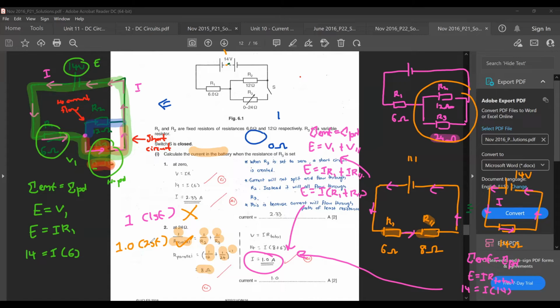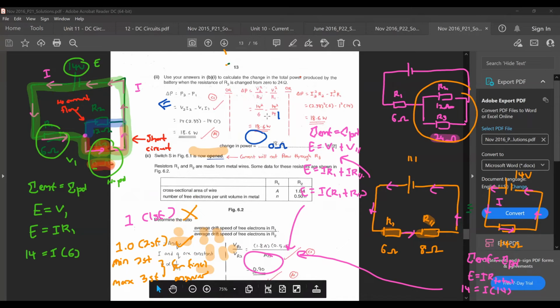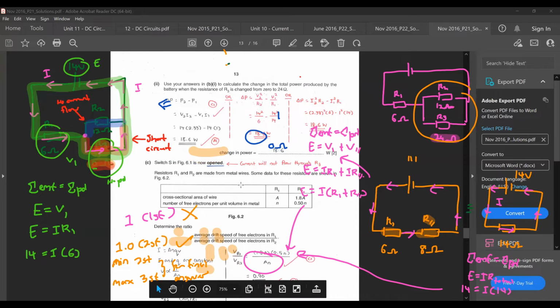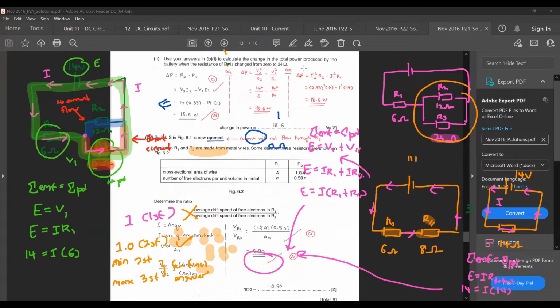Maximum 3 SF. So maybe I should just write it carefully. Minimum 2 SF, maximum 3 SF for the final answer. Okay, so just bear that in mind. All right, then after that, the next part is already a bit different.